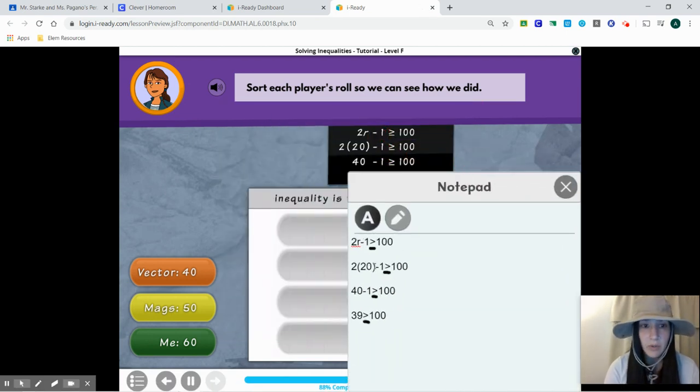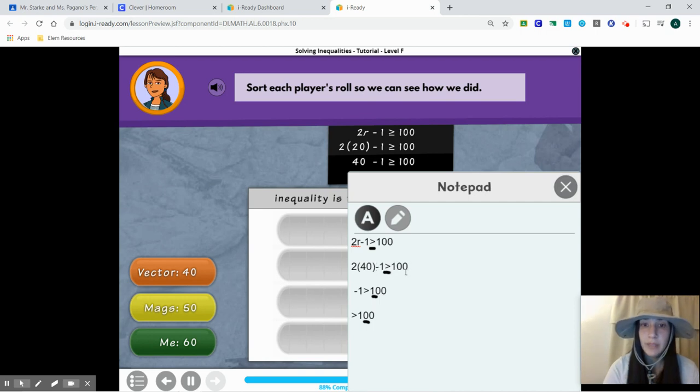Okay, pull up our notepad again, and let's use the same work and just substitute in. So we have the same inequality. Vector is 40, so we're going to delete this stuff. And instead of 20, we're going to substitute in 40. So now we have 2 times 40 minus 1.